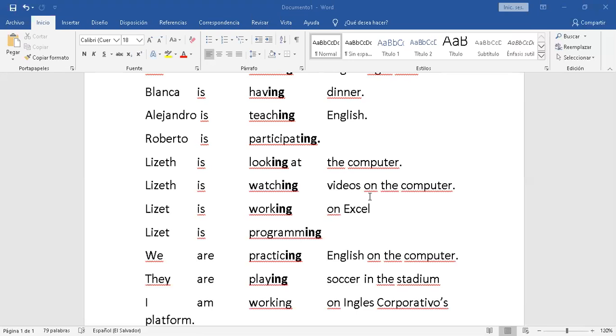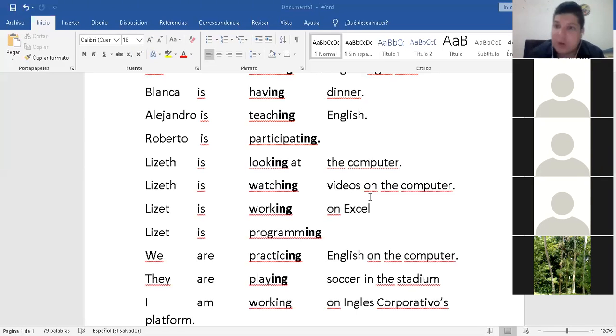I am listening to my teacher. Good, very good. I'm listening to my teacher. What else? I am paying attention in class. Paying attention. Okay, very good. Como puedo ver, ya le van agarrando el hilo a esto, the structure.